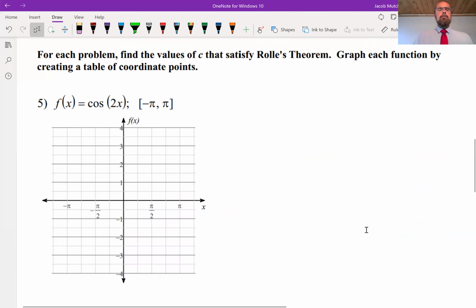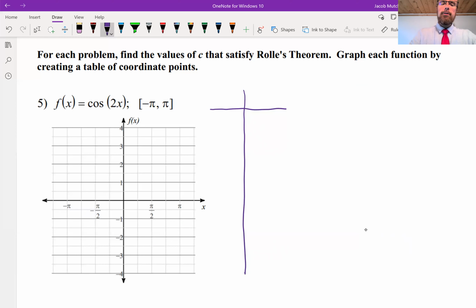So here our original is f of x equals cosine of 2x, and we're interested in the interval from negative pi to pi. So just like we did with our first example, let's begin by graphing the function just to see if it satisfies Rolle's theorem at the outset. Remember, there's 3 criteria. The function must be continuous over the closed interval. It must be differentiable over the open interval, and the endpoints have to have the same y value. So f at a must equal f at b.